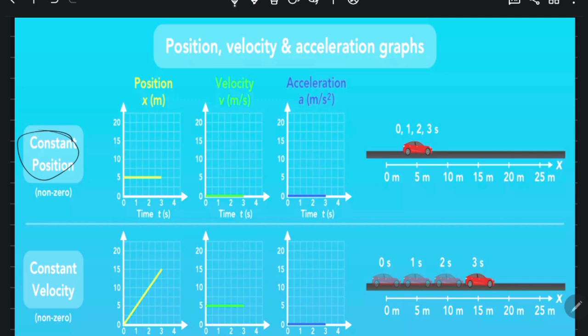If position is constant, it means the particle remains at rest, means they are not changing their position. Means this car is at rest. They are not moving, they remain at rest. Means time is going on, but their position does not change. Right? In the velocity time graph, their velocity is also 0, and acceleration is also 0.